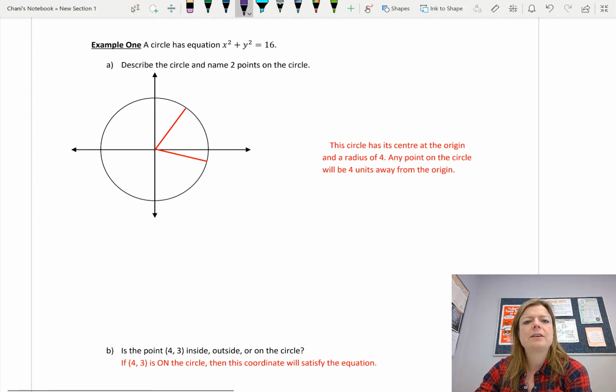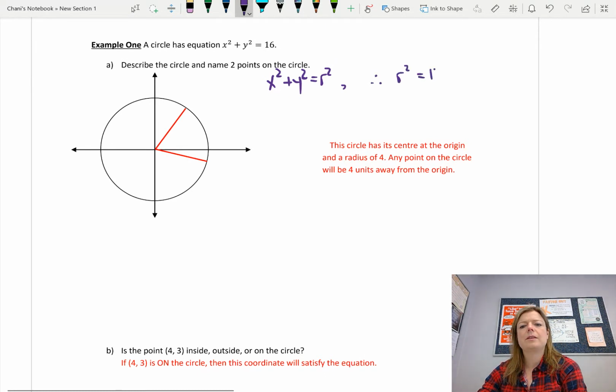Let's say a circle has the equation x squared plus y squared equals 16. It says describe the circle and name 2 points on the circle. Right away, let's remember that x squared plus y squared equals r squared. So in this case, r squared is equal to 16, and so r is equal to the square root of 16, so r is equal to 4. This circle has its center at the origin because it's in this form, and a radius of 4. Any point on the circle will be 4 units away from the origin.